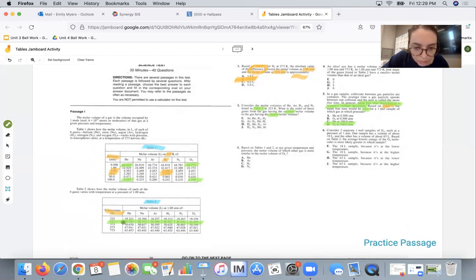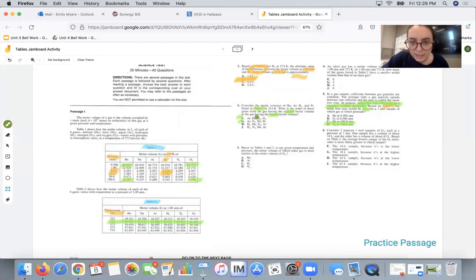Looking through this row, it looks like it's going to be argon. Nope, it looks like it's oxygen, but oxygen is not an option. Okay, see, oxygen's not listed. So argon is the smallest. Okay, so we know it's either going to be F or G.